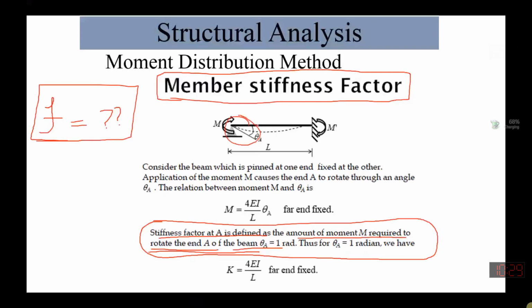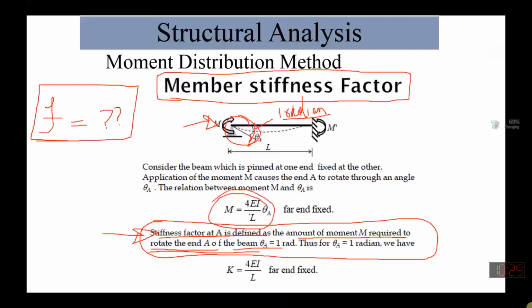So if I want to rotate it to 1 radian, the amount of moment I need is called the stiffness factor for any particular structure. Now, this relationship we have calculated in our slope deflection derivation, the very first relationship.